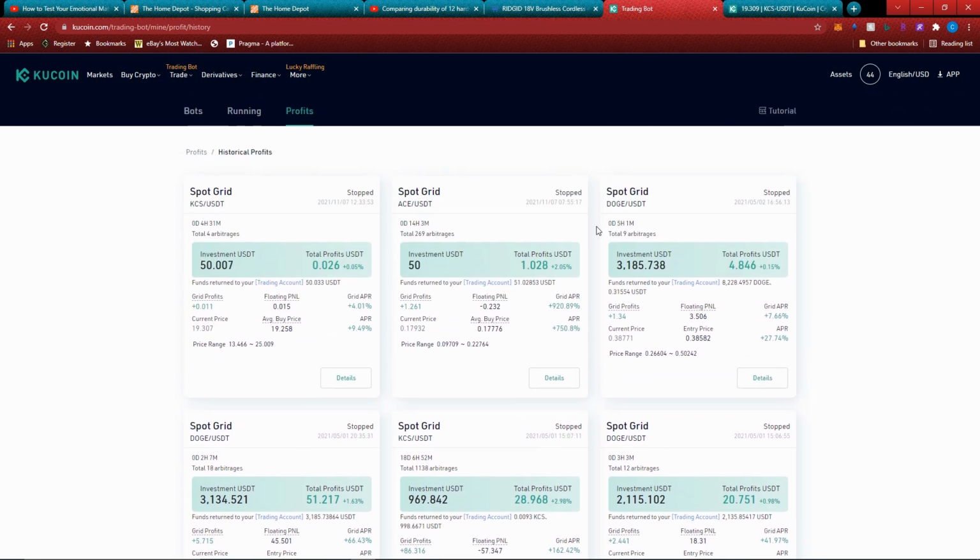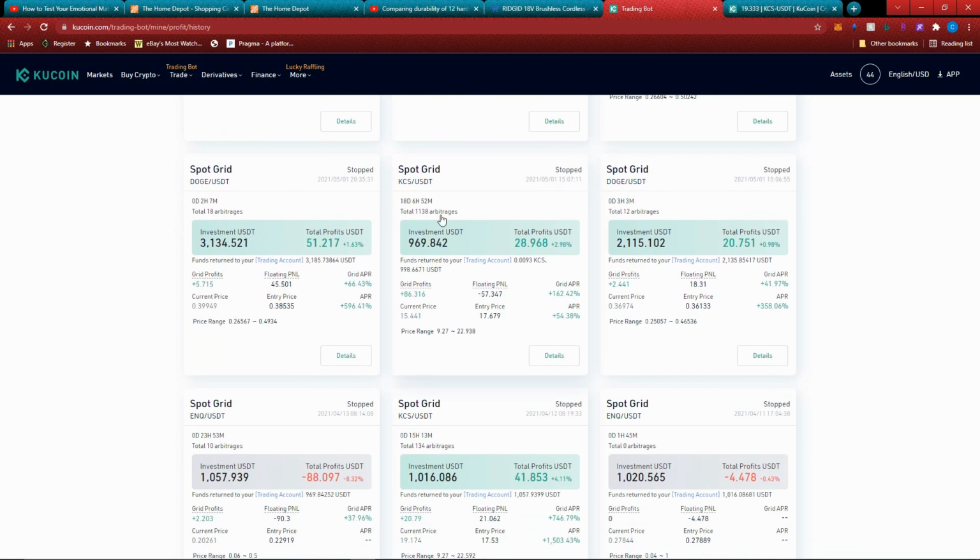So buying long term is a lot less stressful. It's easier. Now, let's look at this over the term of 18 days. So we see my entry price. I bought it at $17.67, and its current price was $15.44, but I had a profit of $28.96.